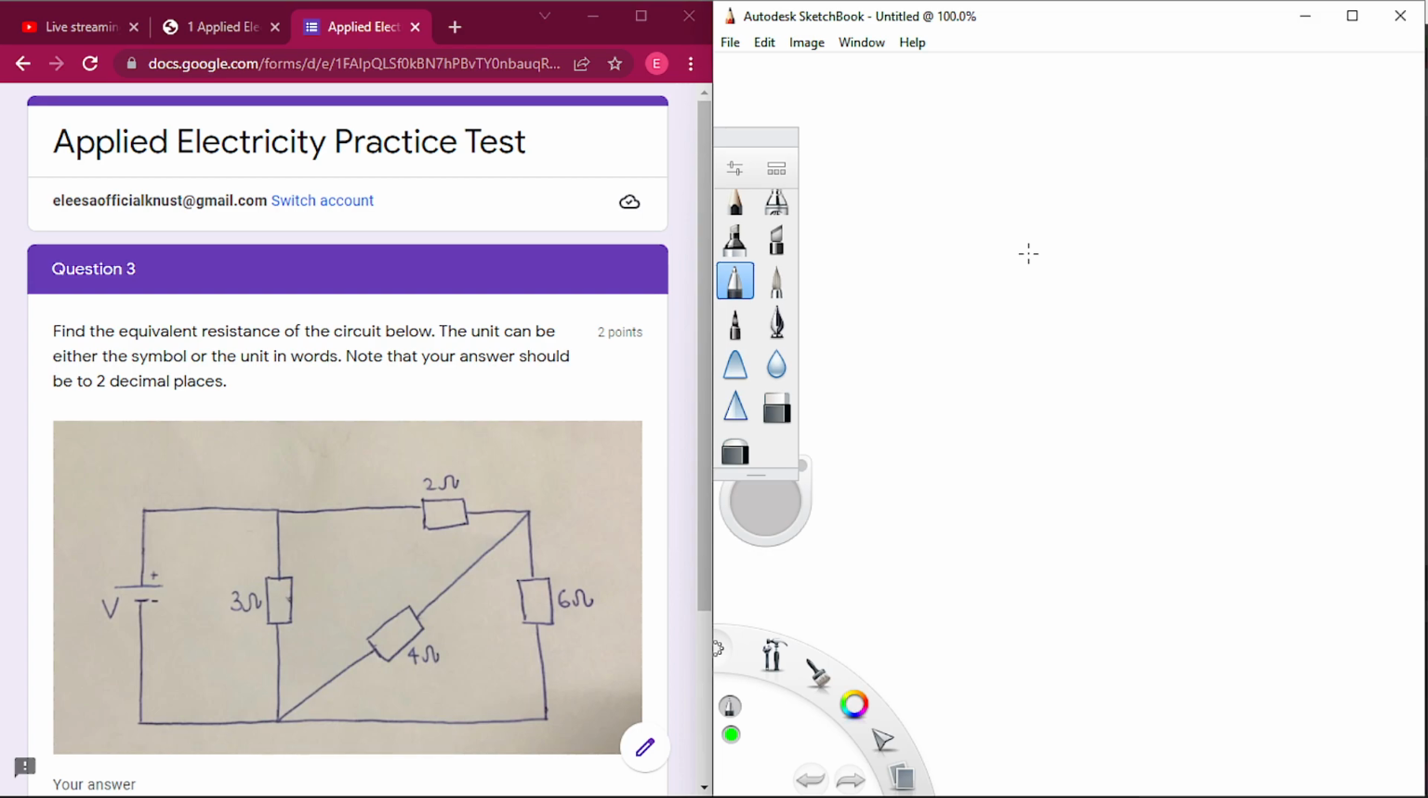Then this value is 2 ohm. Then this is 3 ohm. Quite easily, we identify that 2 ohm and then 2.4 ohm are in series. We say 2 plus 2.4 equals 4.4. We can now draw an equivalent circuit to have B, 3 ohm, and then this right here.